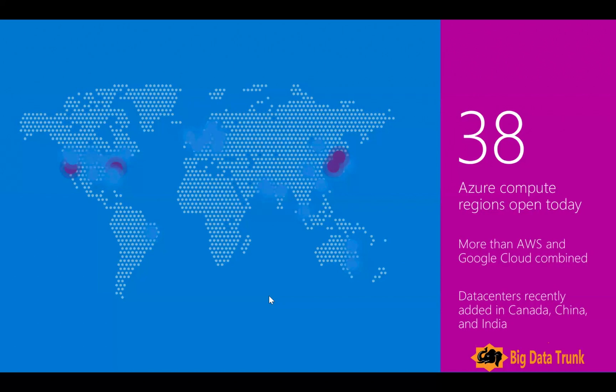So it's more than AWS and Google. Although they come up in the top three, still, Azure has more compute regions, which is of course more than both of these service providers. And data centers have recently been added to Canada, China, and India. So that's the one update we are seeing with this particular slide.